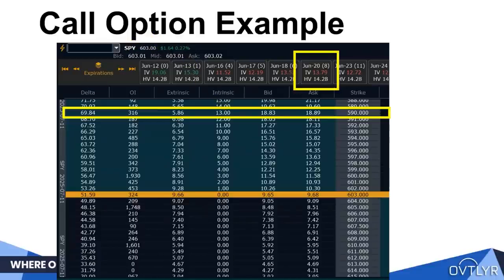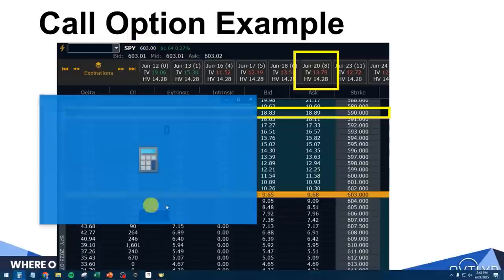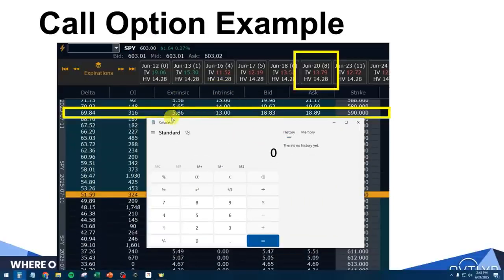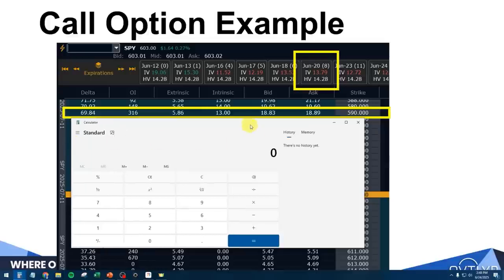Okay? Extrinsic value, let's do the math here so we can follow along. Extrinsic value plus intrinsic value is the price of the option. Take the current price of the stock at 603, minus your strike price at 590. That gives you $13 of intrinsic value. This is the amount we're trying to maximize.